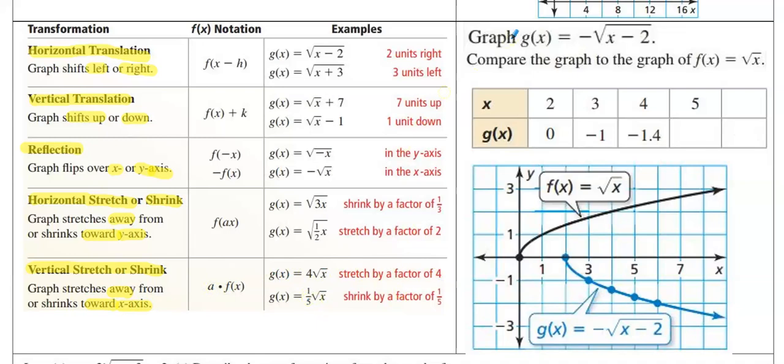Okay, graph g of x is equal to negative square root of x minus 2. Let's start from x. What's the closest operation to x? It's minus 2. So comparing to the graph of the parent function, f of x is equal to square root of x, we have a minus 2. That's inside the function. That's a horizontal translation, 2 units to the right. So whereas the parent function originated at 0, 0, this one's going to originate at 2, 0.